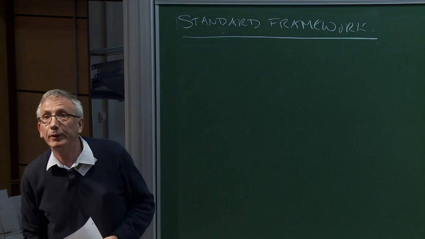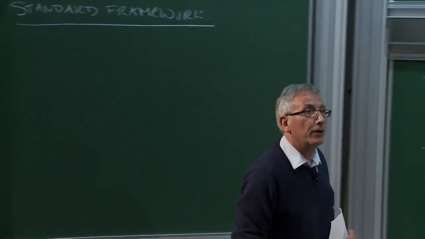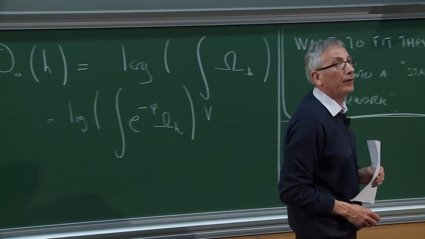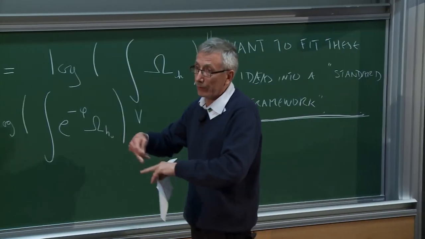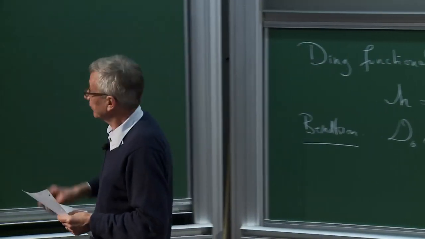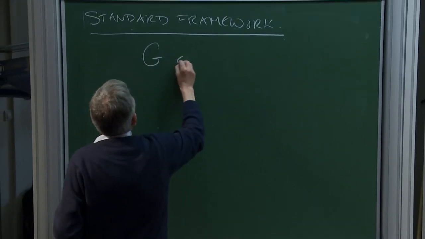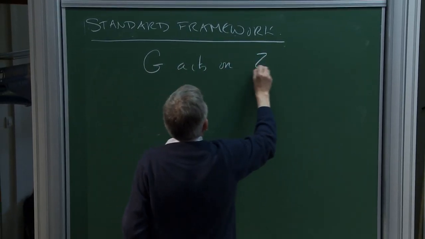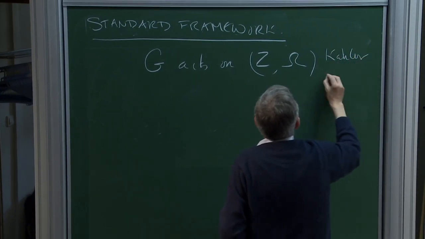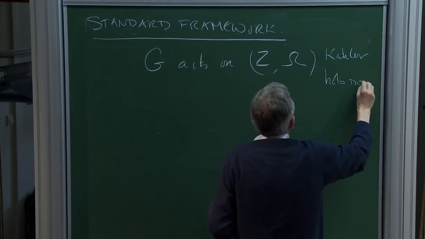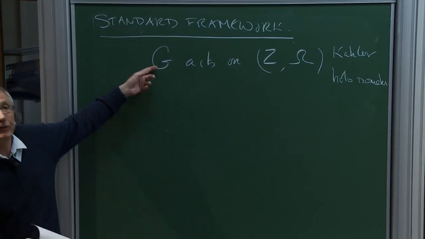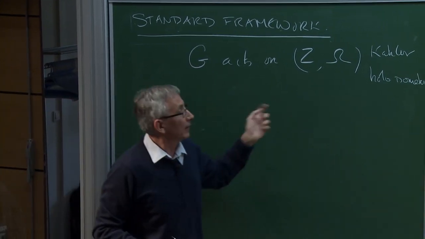So what I mean here is we want to consider the standard framework with respect to a group acting on a Kähler manifold, preserving all the structure, both the complex structure and the symplectic structure. So G acts on Z, omega, the Kähler manifold, by holomorphic isometries. We should think of G as a compact Lie group.